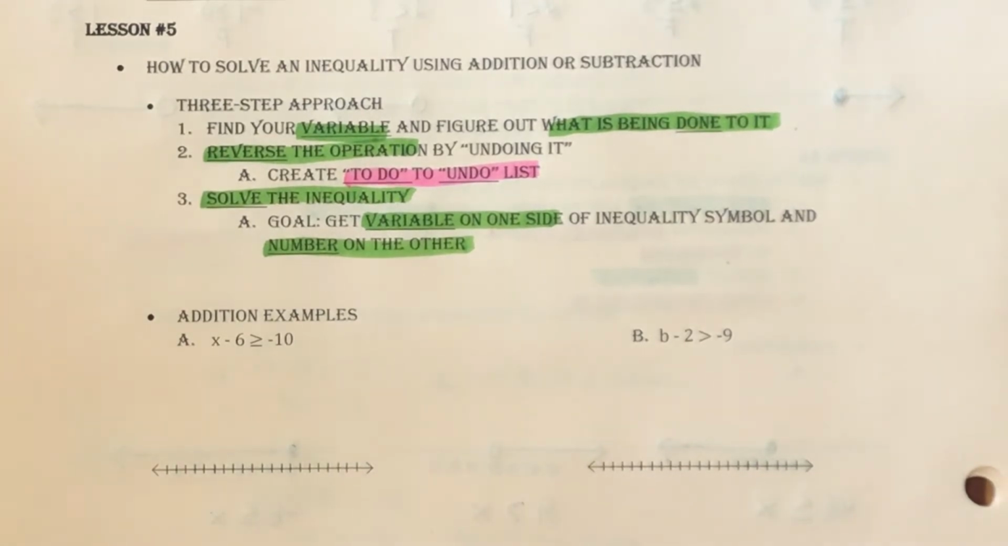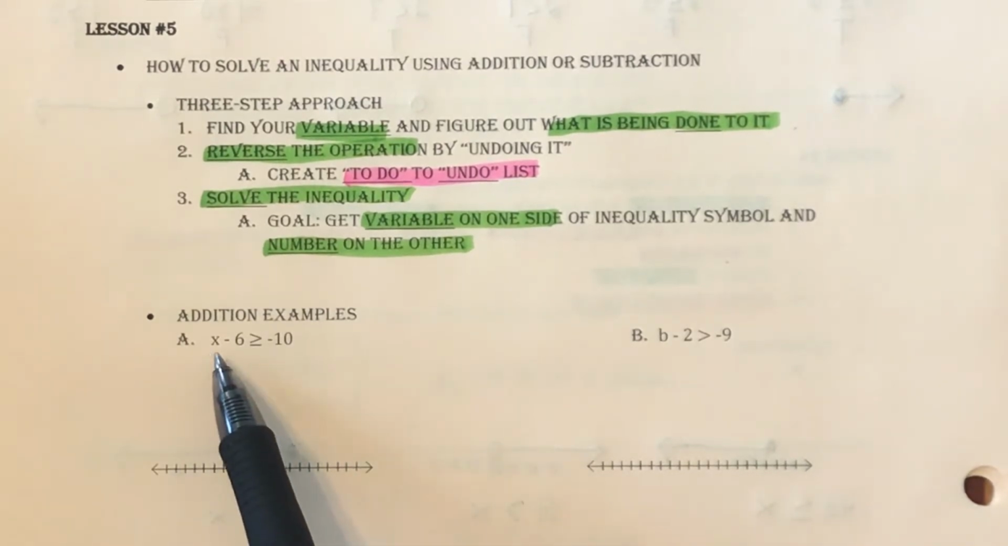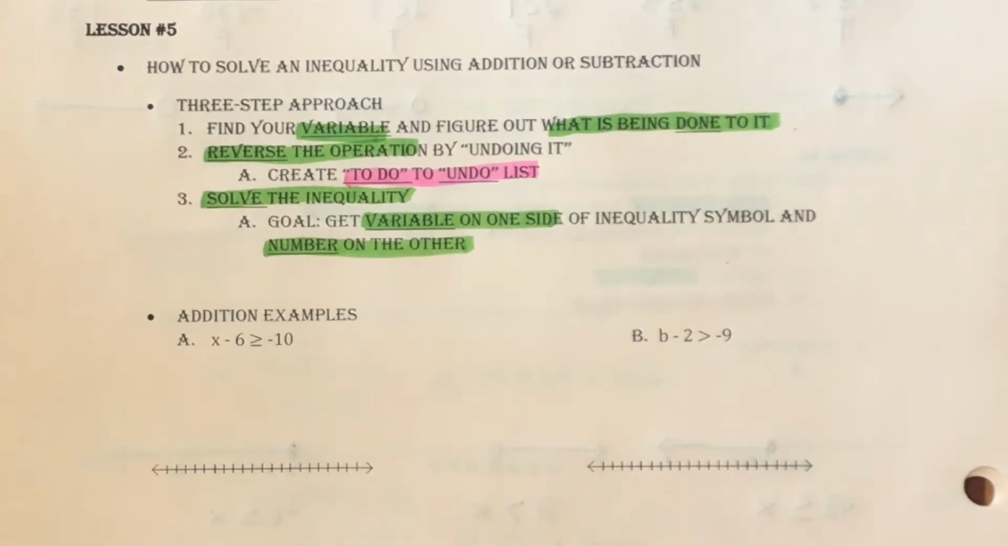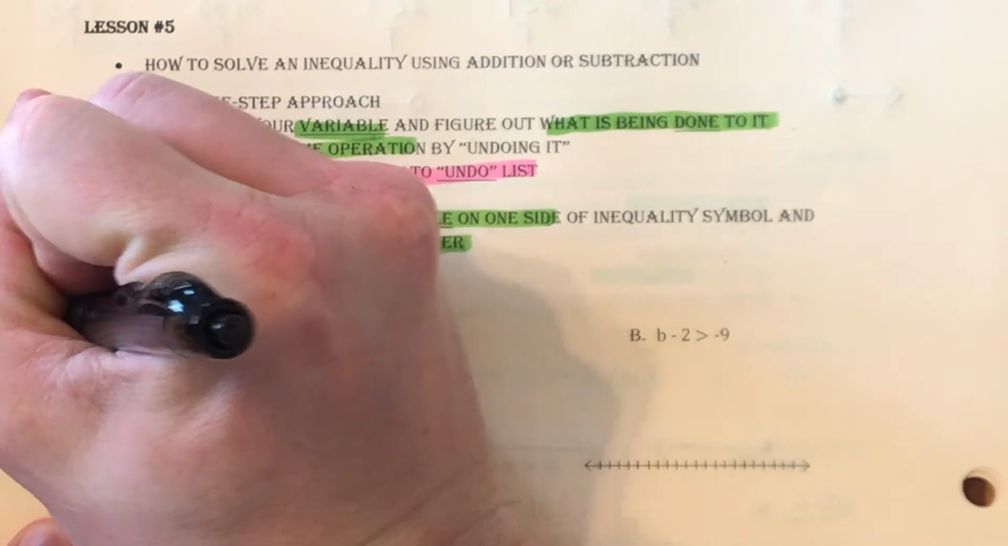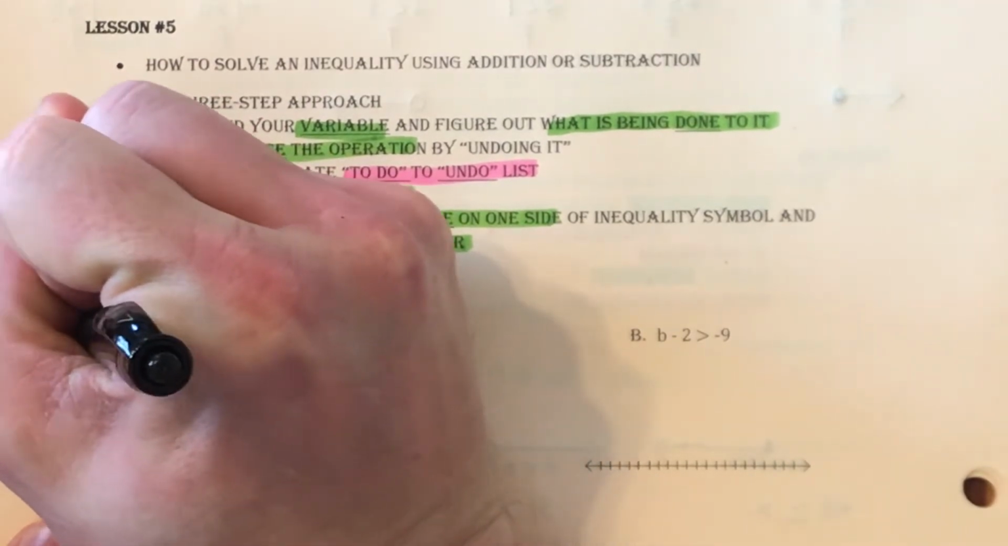So again, first thing I want to do, find my variable and figure out what's being done to it. So in this case, I see that I have an x right here on the left side of the inequality symbol, and it is being subtracted by 6. So if I were to go in and figure out what I need to do to solve this, the first thing I'd want to do, come out here and create my to-do to undo.